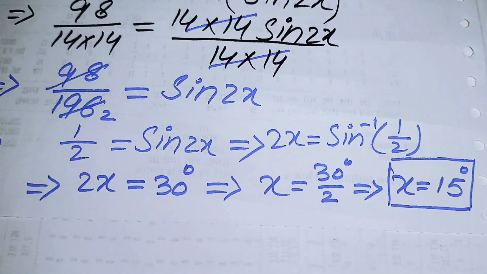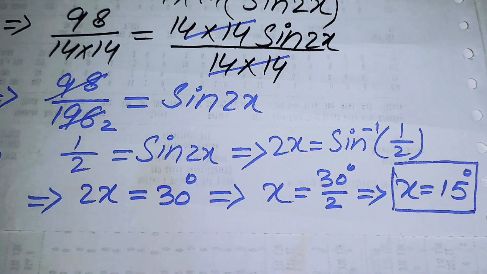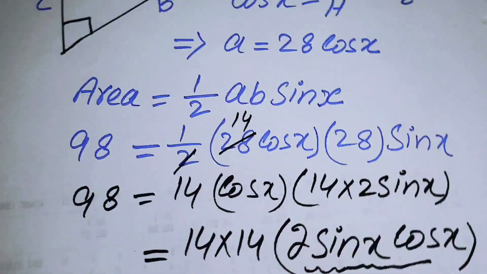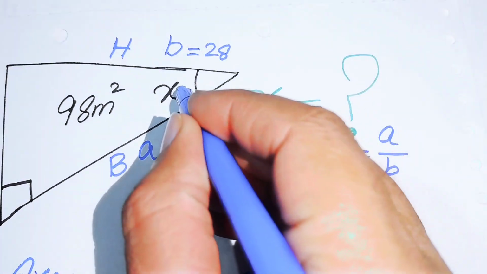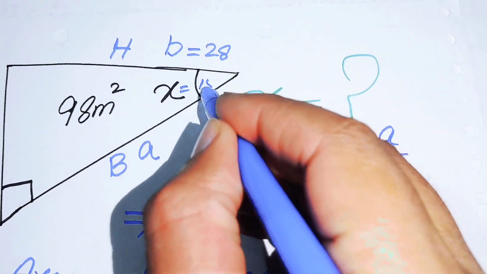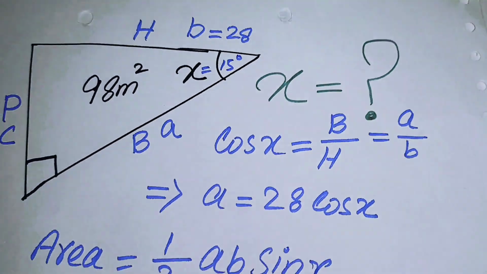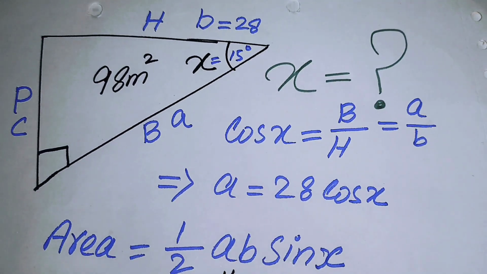So this is the value of x, and this is our final conclusion of this problem. So in the right triangle, you see that this angle should be 15 degrees. This is our final answer, and thank you so much for watching this video.